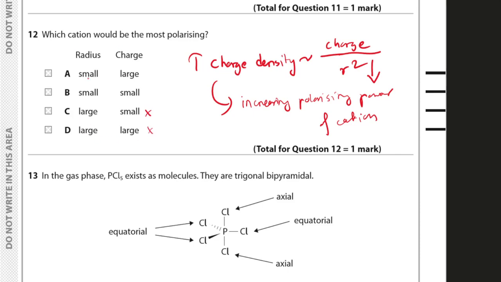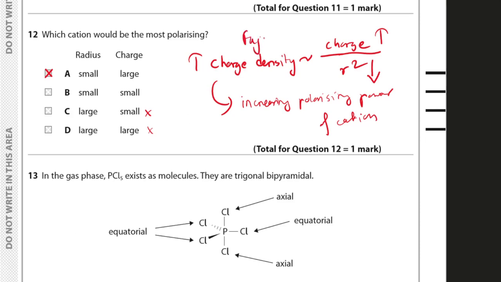So we can say the radius must be small. And another concerning thing is that the charge must be higher in order to ensure that the charge density is higher, which in turn will increase the polarizing power of cations. So we can say clearly that option A is the correct answer.